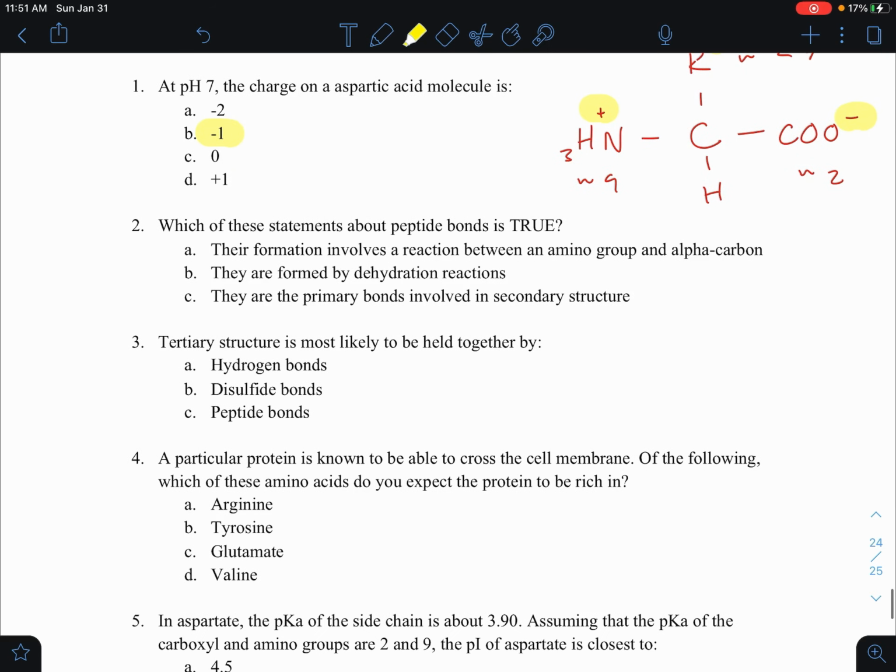All right. So which of these statements about peptide bonds is true? A, their formation involves a reaction between an amino group and alpha carbon. B, they are formed by dehydration reactions. Or C, they are primary bonds involved in secondary structure. So the answer is B. They are formed by dehydration reactions. And to reverse them would require hydrolysis.